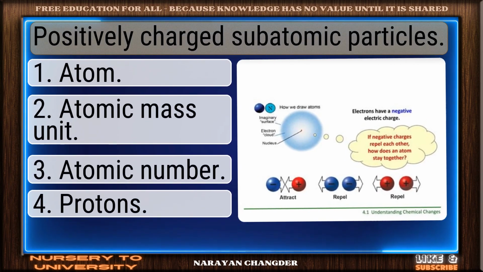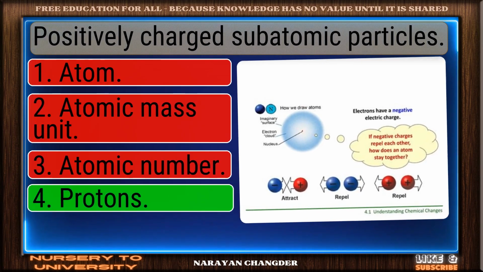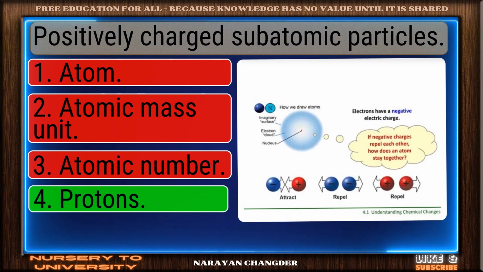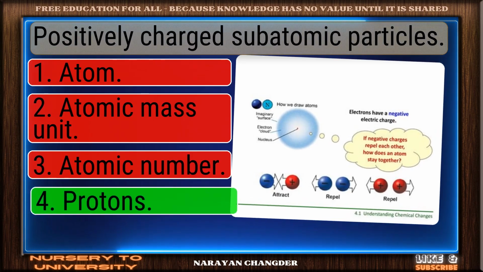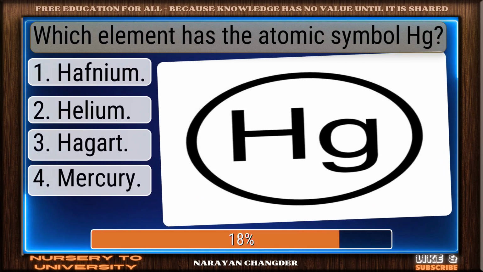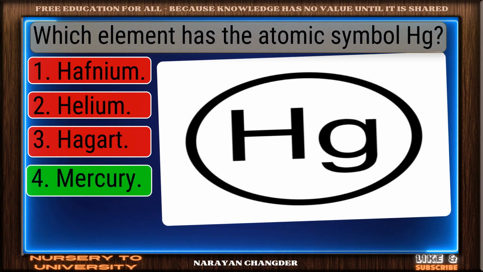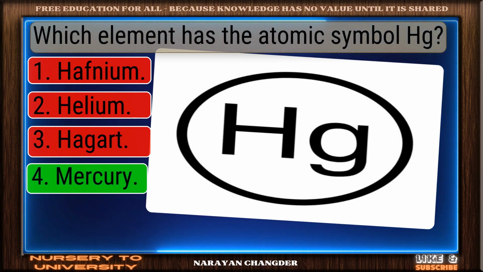Positively charged subatomic particles are... Smart move. Protons is an accurate answer. Which element has the atomic symbol Ag? Well picked. Mercury is the correct answer.